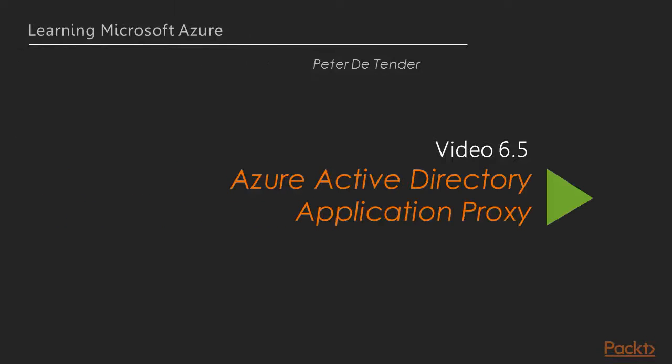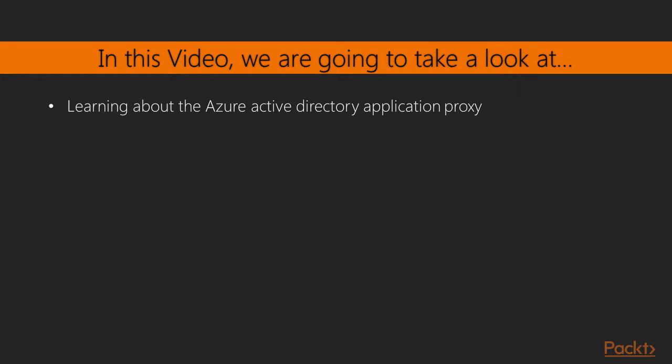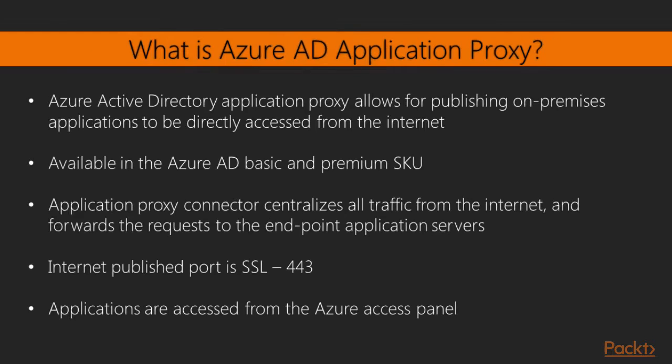Hey there, you're more than welcome in this last video talking about Azure Active Directory, where this one is all about using another Azure Active Directory feature called Azure AD Application Proxy. Azure AD Application Proxy allows for publishing on-premises running applications to be directly accessed from the internet. Quite important, in a secured way.